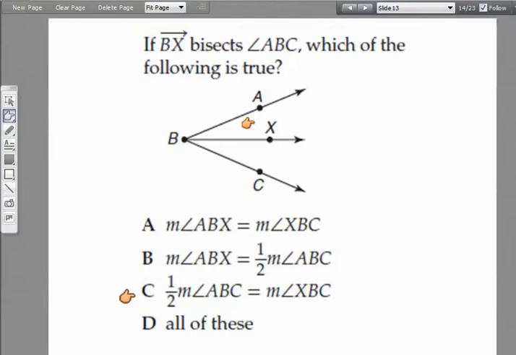Now let's look at C. I'm betting D's the answer, but let's look at C first. Half the measure of angle ABC will equal the measure of angle XBC. That's going to be true also because they told us that ray BX is a bisector, so that means the measure of angle XBC is half of the larger angle ABC. So D is all of these. They're all true.